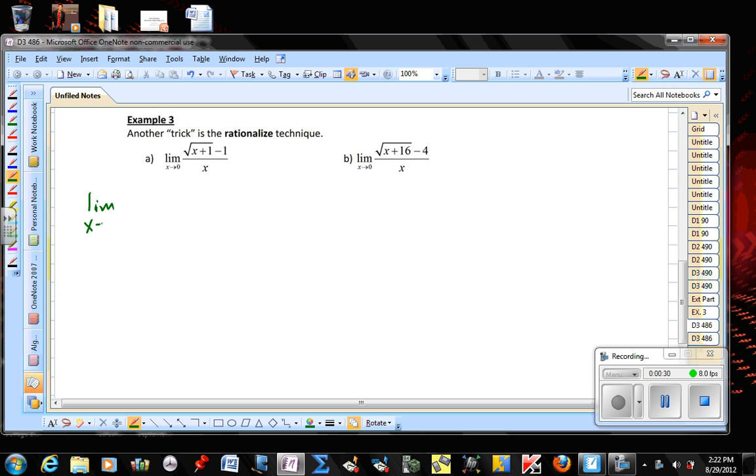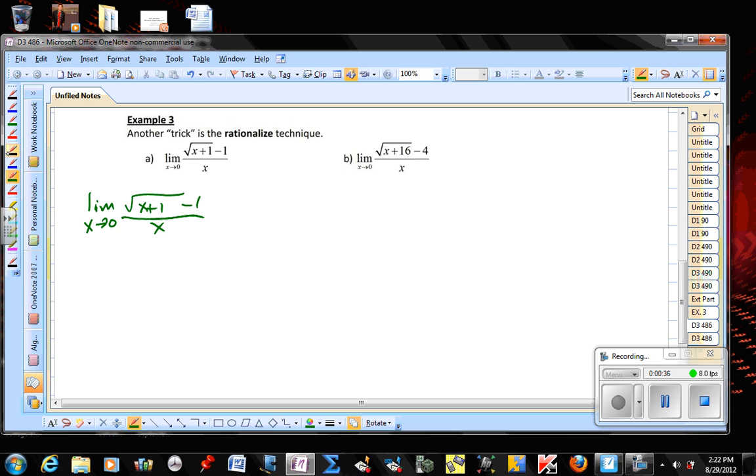So the limit as x approaches 0, the square root of x plus 1 minus 1 all over x. Multiplying by the conjugate of the numerator is going to help us get rid of that radical and see if we can cancel anything. The conjugate of root x plus 1 minus 1 is root x plus 1 plus 1. We'll multiply by the same thing in the numerator and denominator of a fraction, because anything divided by itself is 1. So multiplying by 1 won't change any values. We're just going to make this look different.